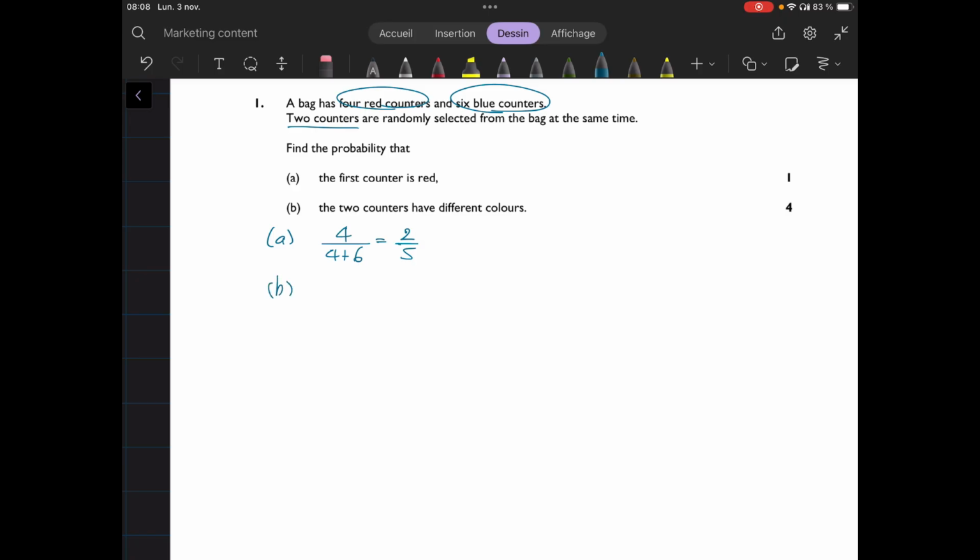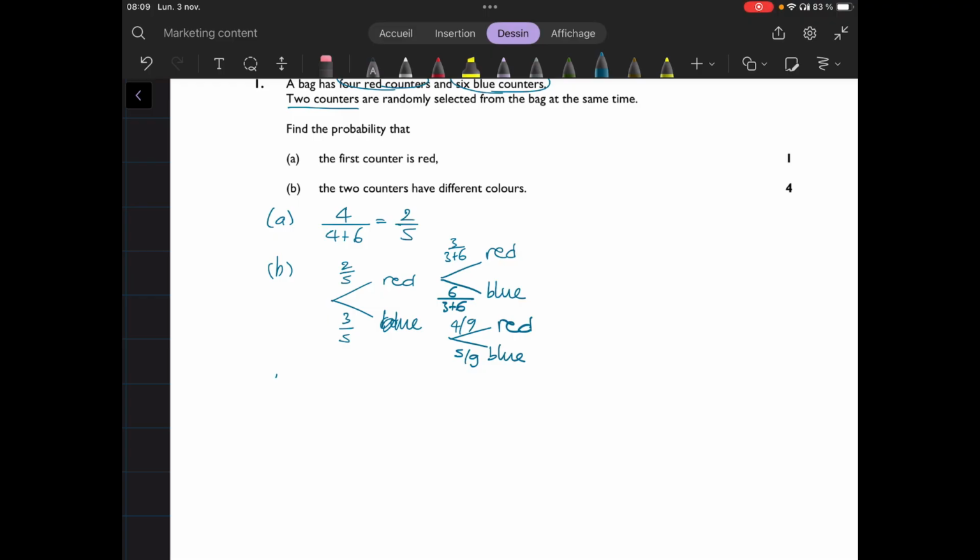In part B, it will be a good idea to draw a tree diagram. For the first counter, the probability that it is red is 2 by 5, and therefore 3 by 5 of the time it is blue. For the second counter, we have 3 red counters and 6 blue counters. That will give you 1 by 3. For blue, it's going to be 6 blue counters divided by 9 counters in total. For red, 4 by 9, and for blue, 5 by 9.